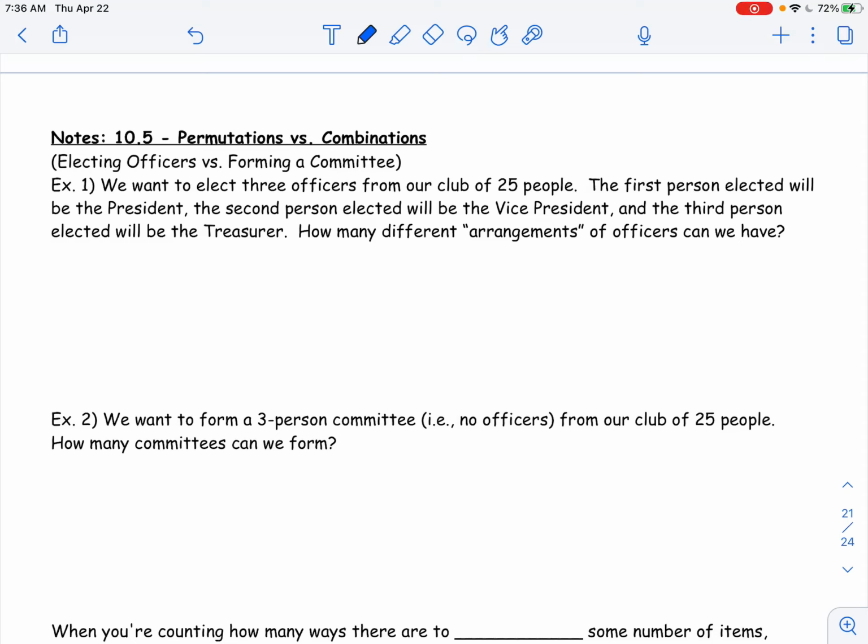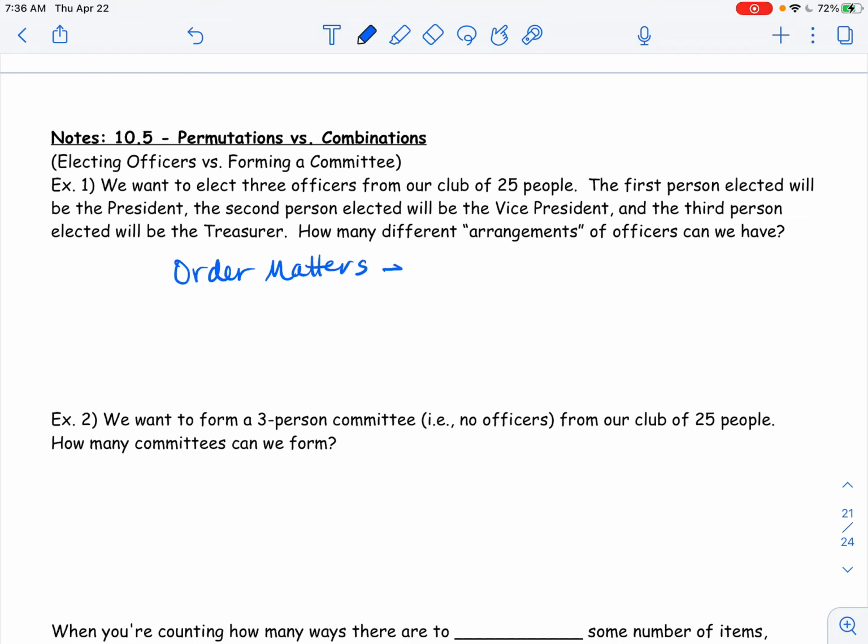In this video, let's take a look at some of the differences between a permutation and a combination. In our first example, it says we want to elect 3 officers from our club of 25 people. The first person will be the president, the second will be the vice president, and the third will be the treasurer. So in this case, the order matters.